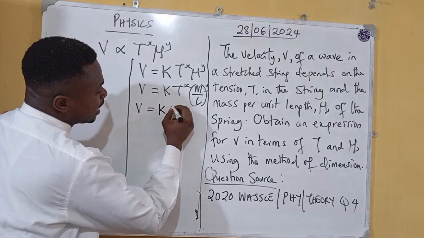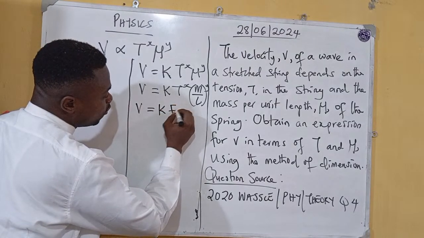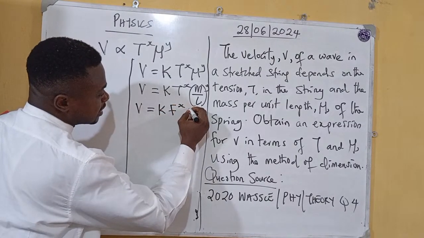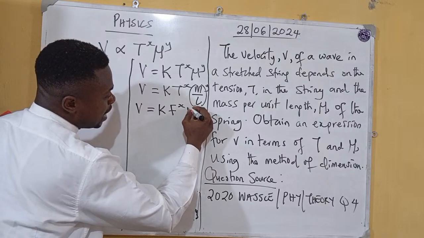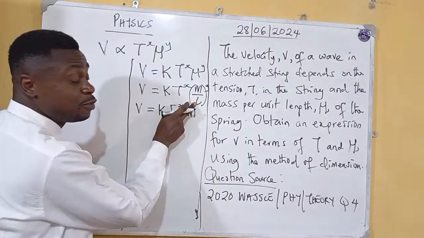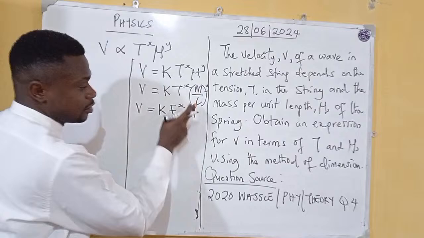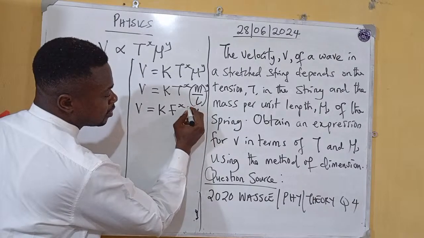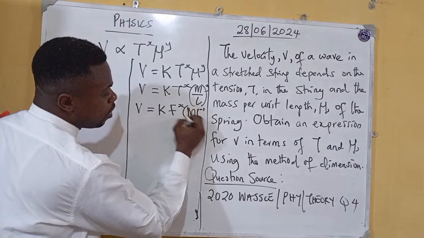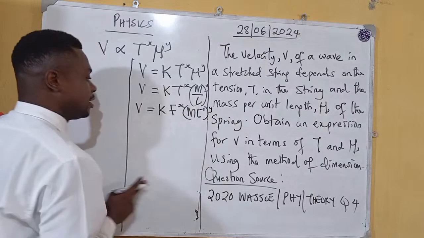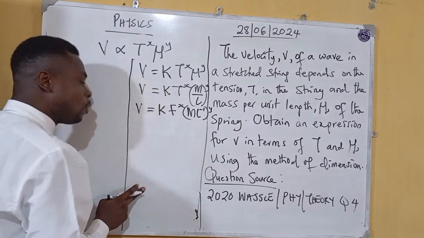Is K. K is K first is power X. Then mass, it becomes L raised to power minus 1. So this becomes M L raised to power minus 1, or in bracket we have what? Y. Okay, what else are we going to do?